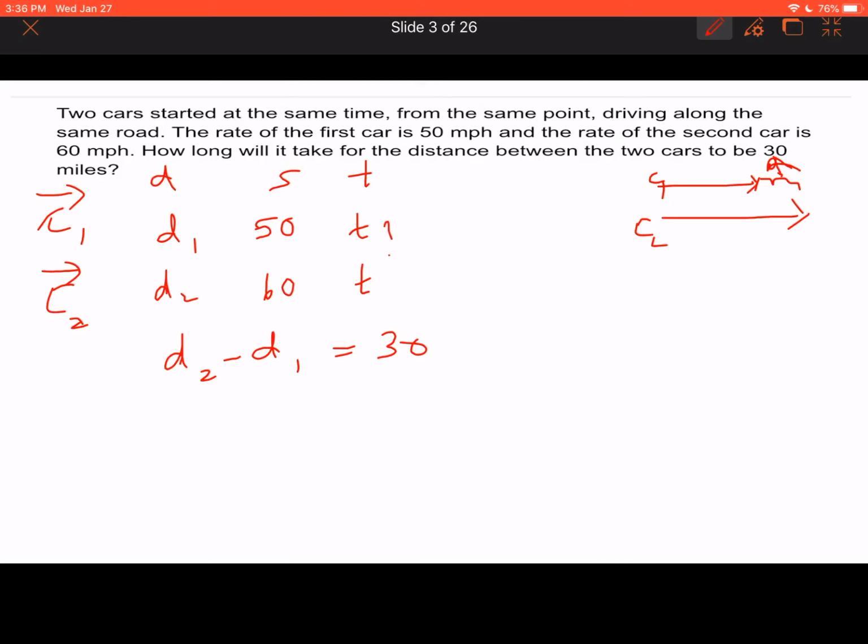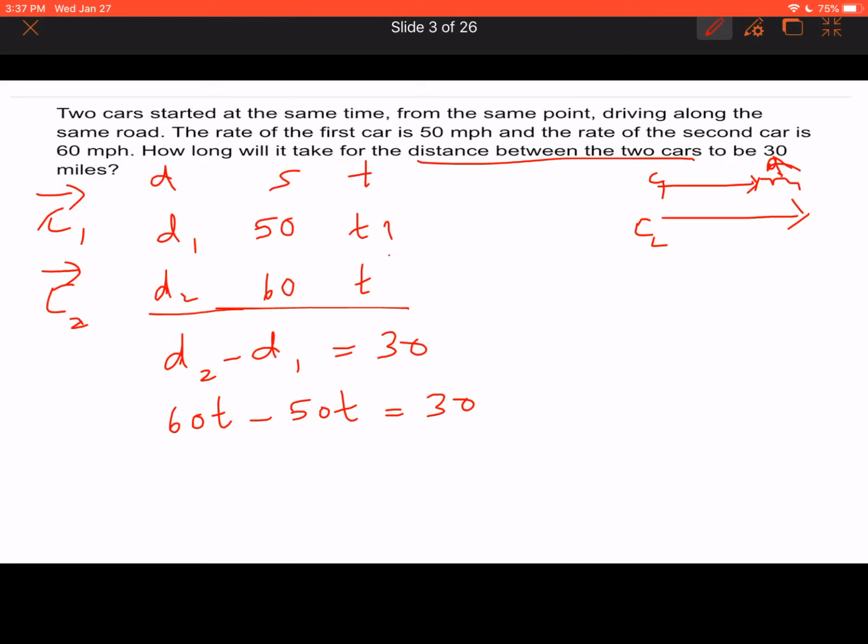The time it takes to cover the distance when the two cars are 30 miles apart: d2 is nothing but 60 times the time, minus 50t, which is equal to 30. Once you get into the equation, then solving the question is very easy.